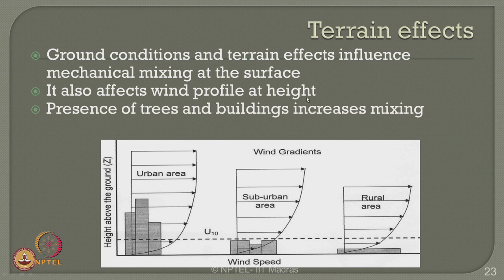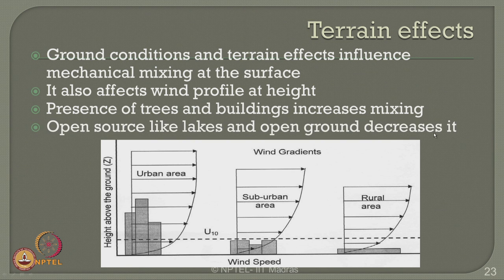So, the presence of trees and buildings increases what we call mixing. Therefore, the wind velocity profile alters significantly. Of course, the presence of open sources like lakes and open ground decreases the mixing. Therefore, it is lower for rural areas and higher for urban areas.